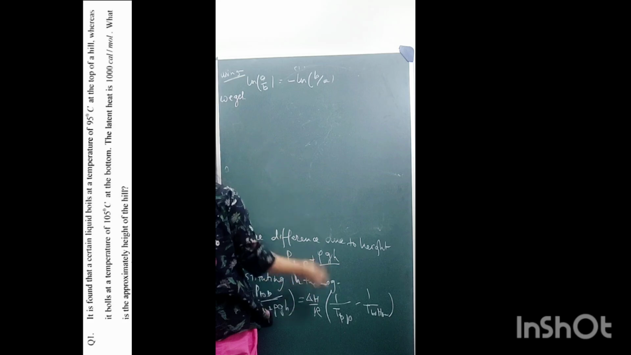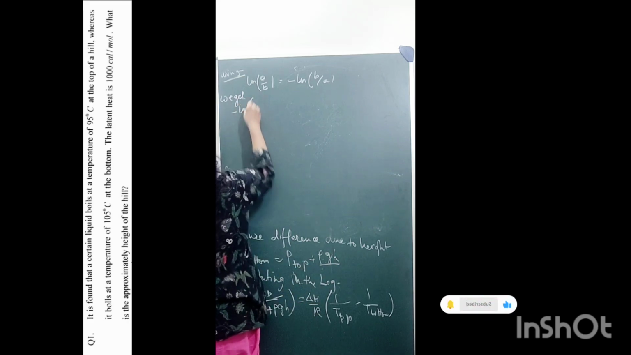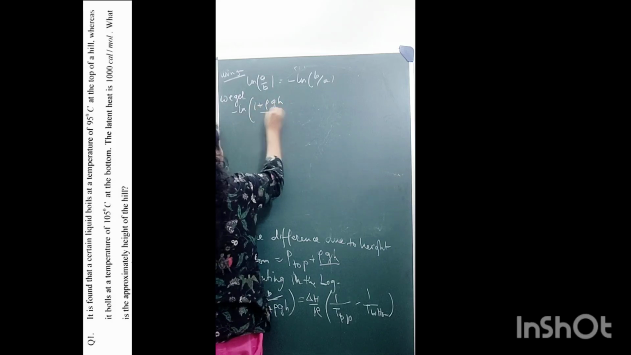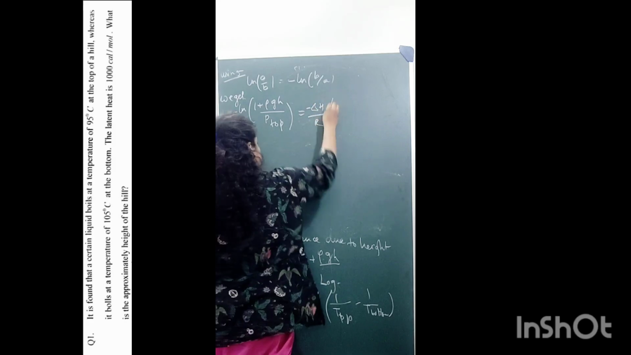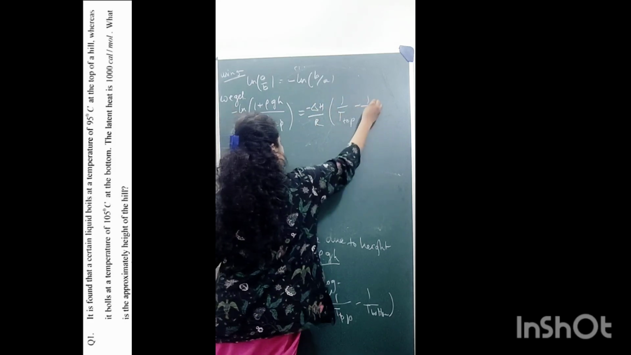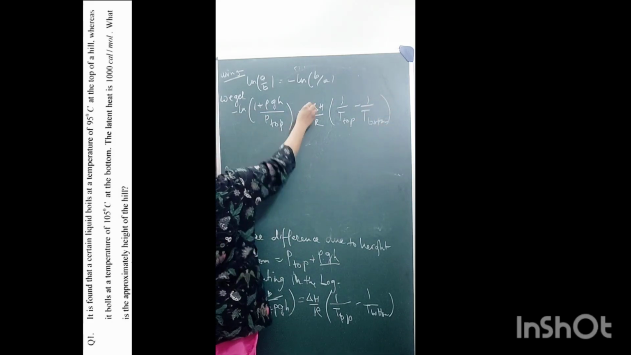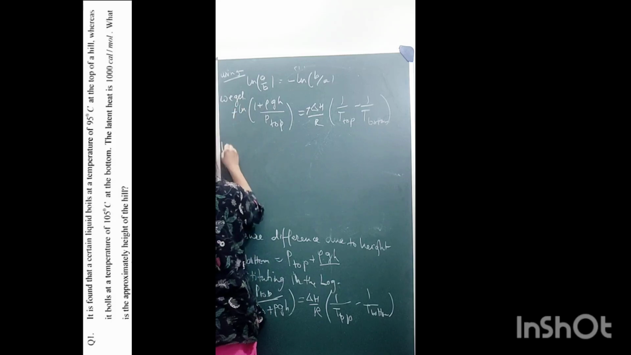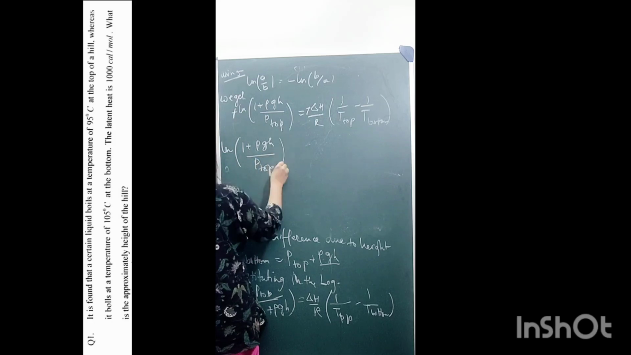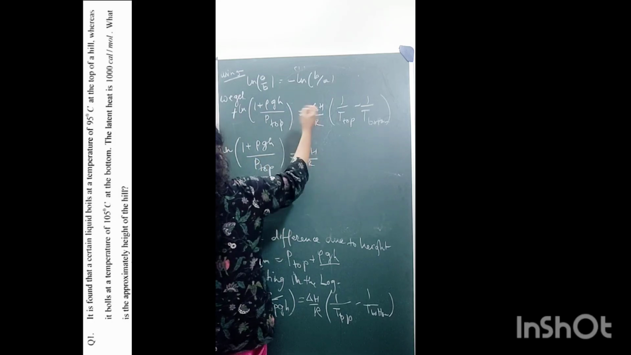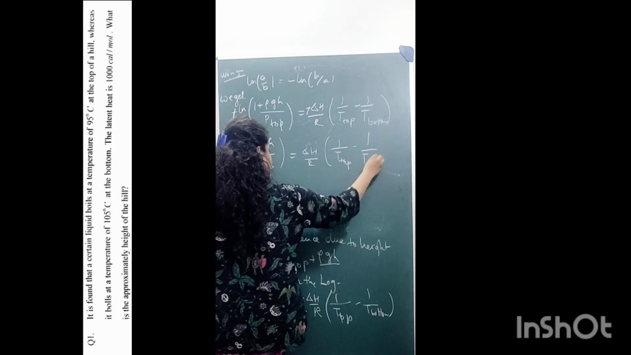So we get minus ln of 1 plus rho gH upon P top is equal to minus delta H by R times 1 upon T top minus 1 upon T bottom. Okay, this is a very good question. So I will cancel out the minus signs over here and here. So what I will get? Ln of 1 plus rho gH by P top is equal to delta H by R times 1 upon T top minus 1 upon T bottom, because the minus sign has been cancelled.